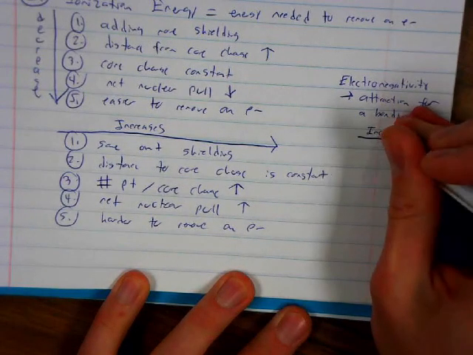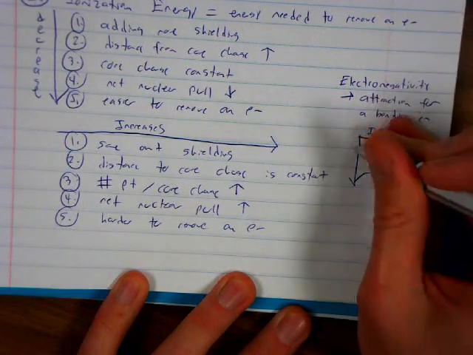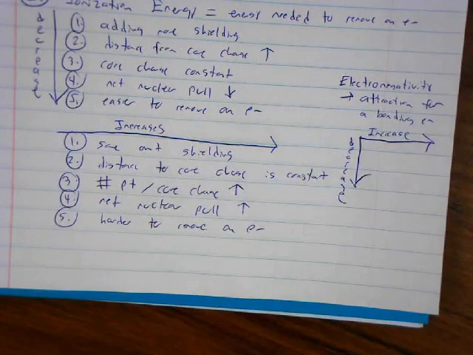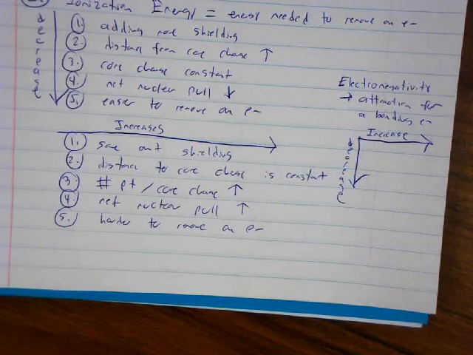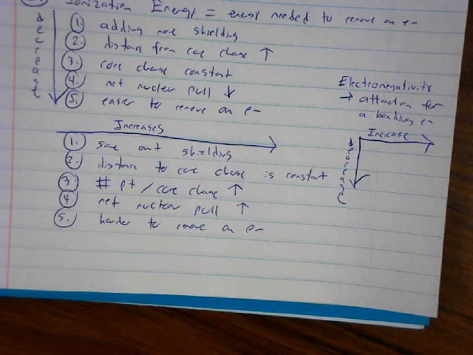Because ionization energy is how hard it is to remove an electron, and this is saying how much it wants to gain an electron. So this trend is the exact same. As I move across, my electronegativity is going to increase. And as I move down, my electronegativity is going to decrease. It's the attraction for a bonding electron.